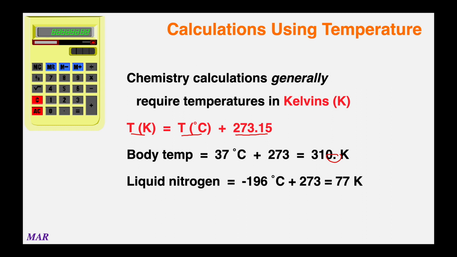Liquid nitrogen, very, very cold. Terminator 2 froze the Terminator down. Anyway, the temperature of liquid nitrogen, minus 196 degrees Celsius. Remember, Celsius can be negative, but Kelvin won't. So if you wanted to turn that into Kelvin, you'd add 273 to it. 77 Kelvin would be the liquid nitrogen temperature.